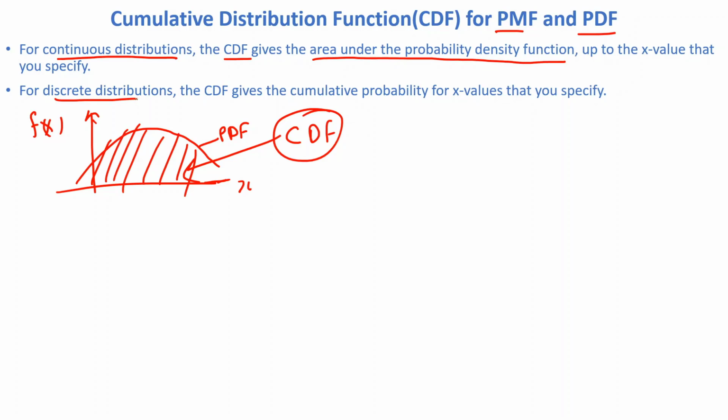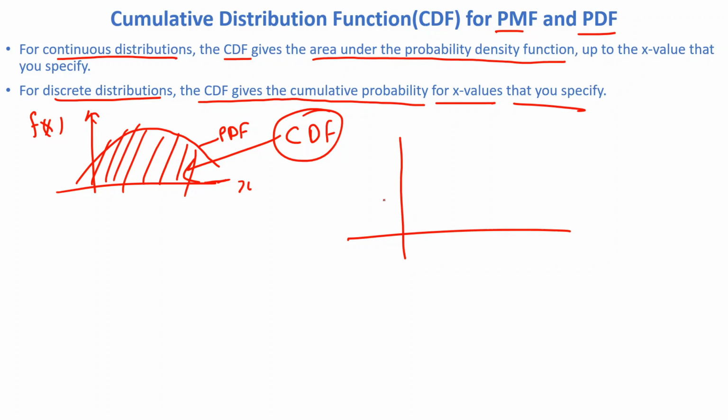And for a discrete distribution, the CDF gives the cumulative probability for the x value that you specify. This is your discrete distribution, and this is probability 1, this is probability 2. These are the probabilities corresponding to x. So what does it say? The CDF gives the cumulative probabilities for x values. This is your 1, 2, 3, 4, with some probability like 0.2.